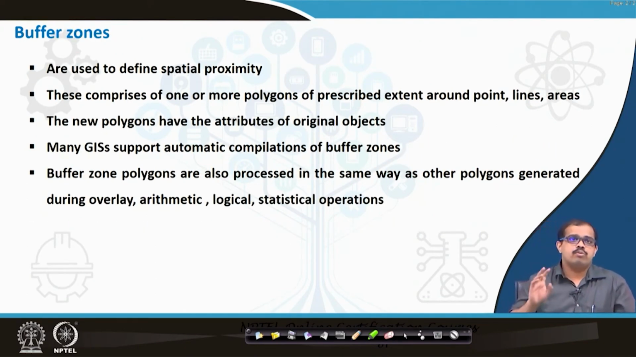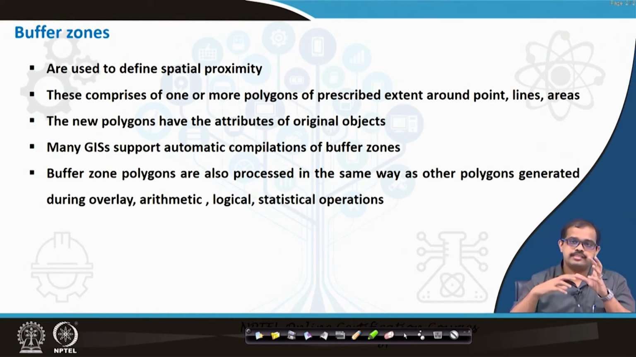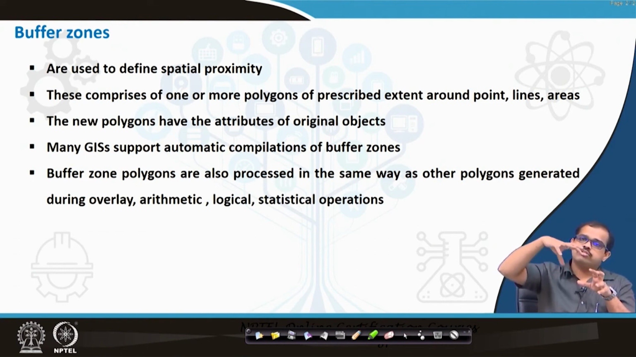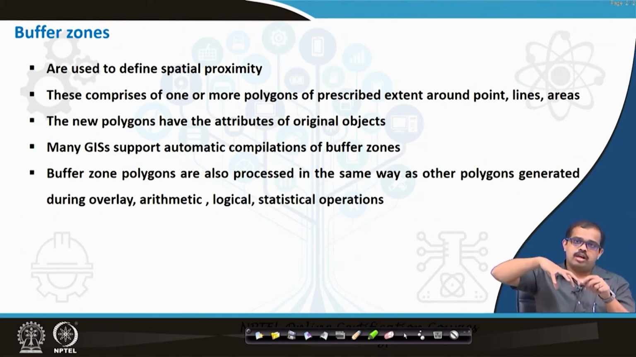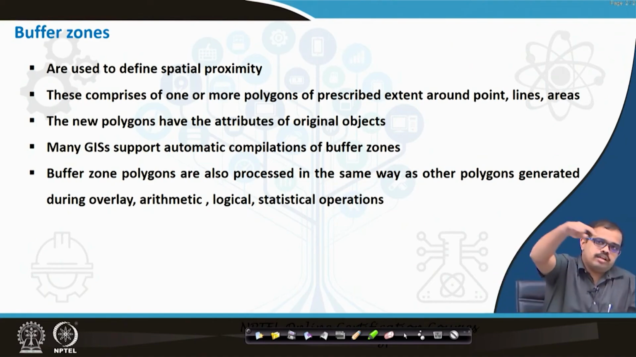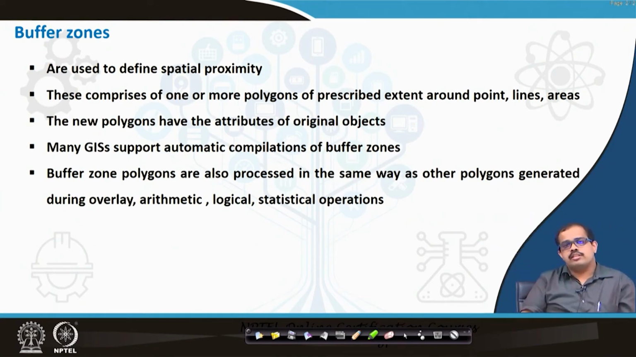Then the next concept is buffer zones. Now, if you want to have buffer zones, it is defined as a spatial proximity. Let us say that there is a city, city X. Now, I want to find out if the city has grown over its limit, a threshold of urban growth. I want to see how the city is spreading towards the outskirts. What I will do is draw a buffer of 1 kilometer. Now, I will see how much the city has grown in this 1 kilometer.